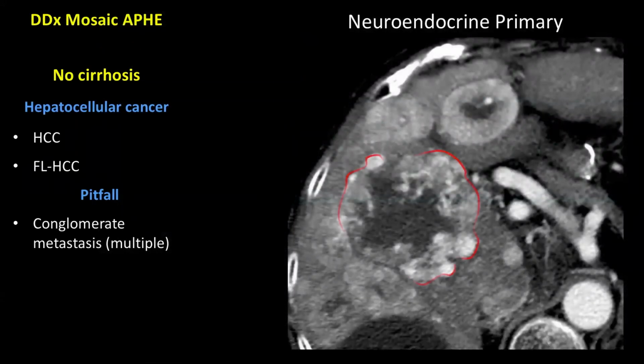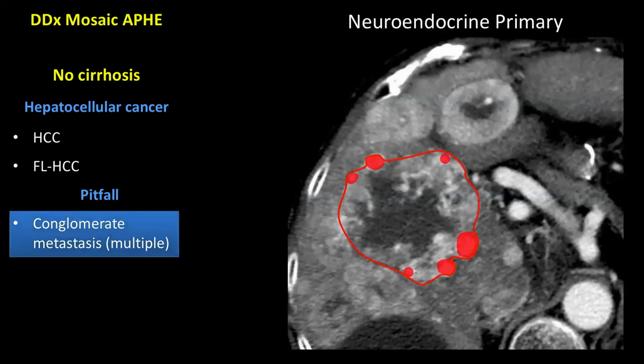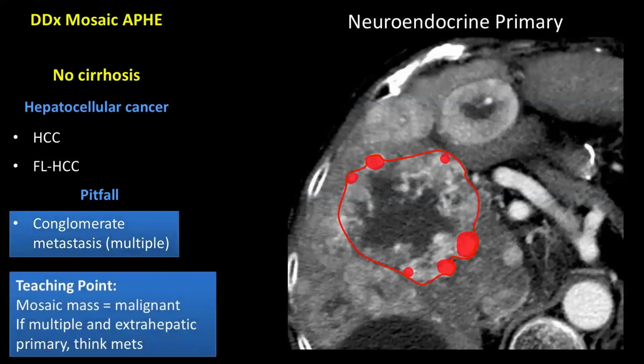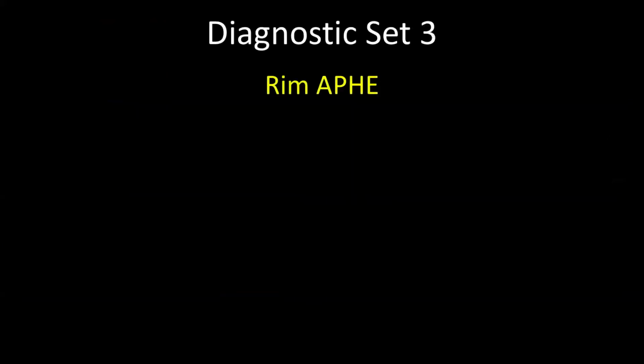Now, as a pitfall, sometimes we have a patient with metastatic disease in which multiple metastases will conglomerate together to look like a mosaic mass. So that's a pitfall. But notice that when you have a conglomerate metastasis, usually in the background, you have other metastases that are more characteristic in appearance. So it's not usually a fake out. Teaching point, a mosaic mass is malignant. If it's multiple and there's an extrahepatic primary, then it may be a conglomeration of metastases.